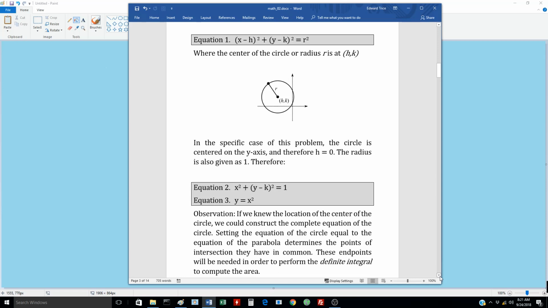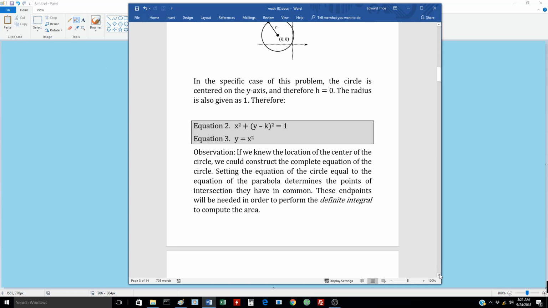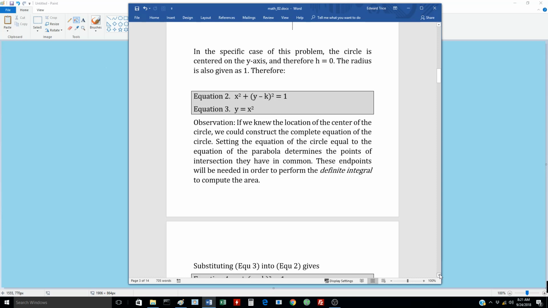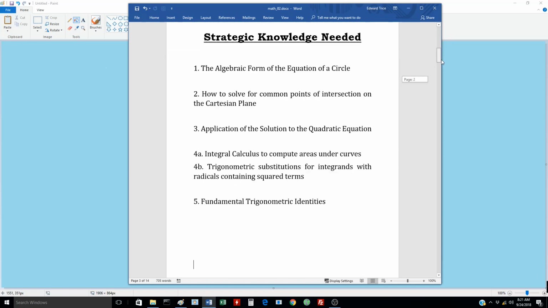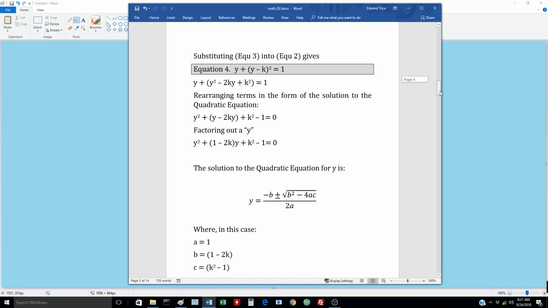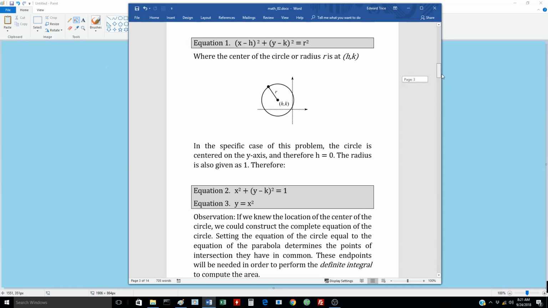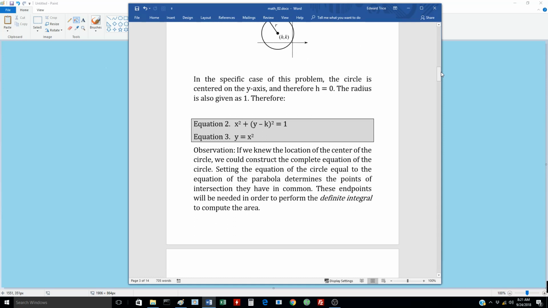In the case of this problem, we know the circle has a radius of 1, and it intersects the y-axis, so the value for h is going to be 0. So going from the general form to the specific form, we have equation 2. You're just going to have an x squared term since the h value is 0. When you look at the original circle, you see h is 0. And the third equation is just the equation of the parabola.